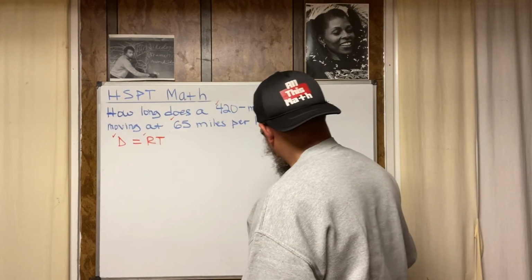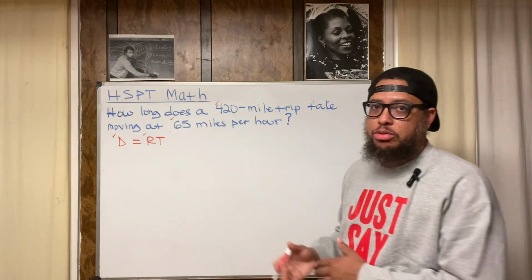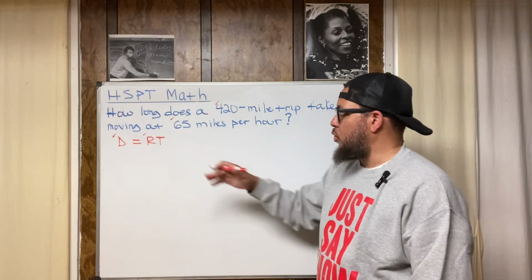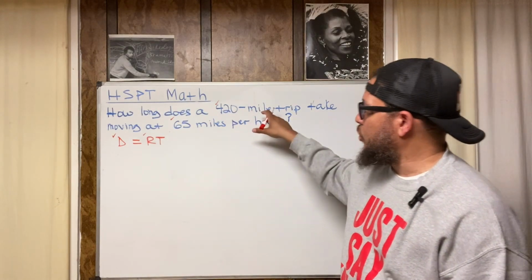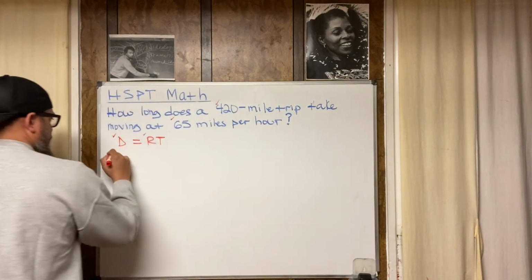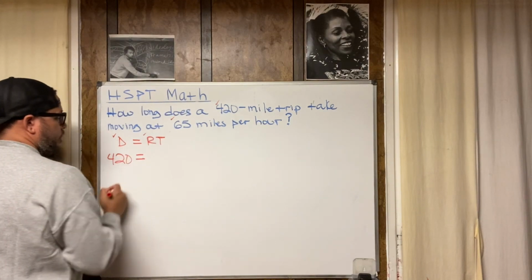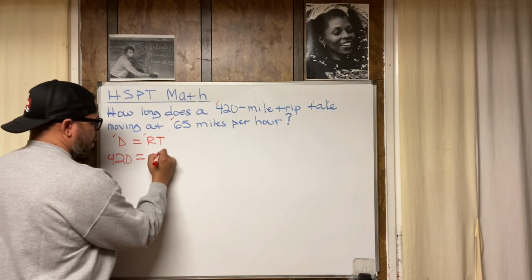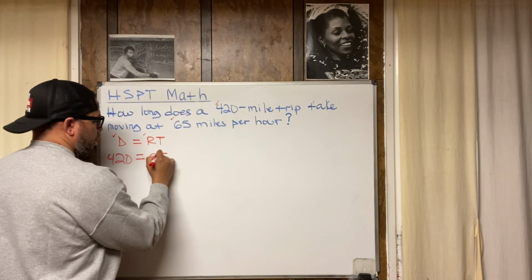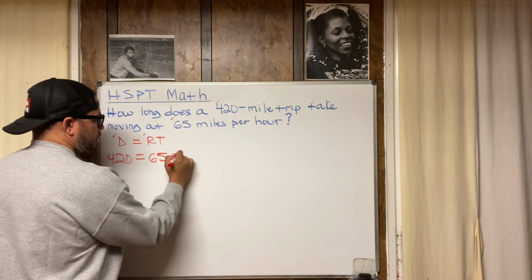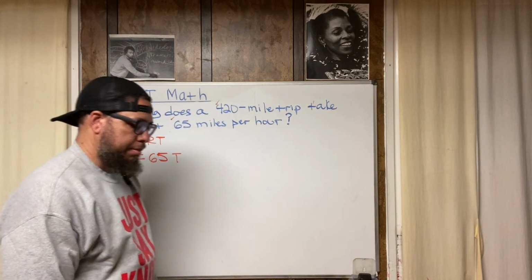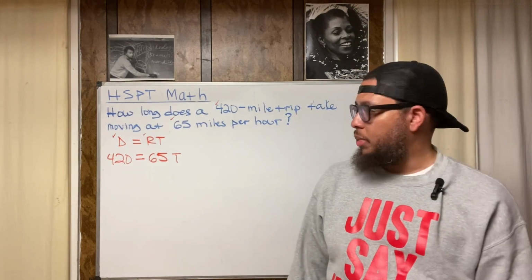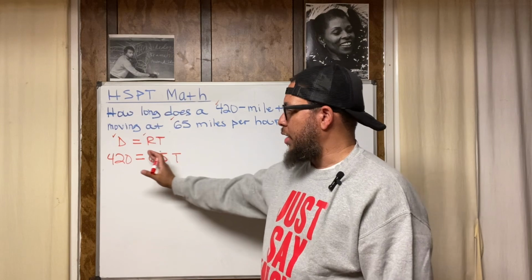We don't know T. So let's replace the values that we know in the formula. D stands for distance. Distance is 420. So we're going to say 420 is equal to, now the rate of speed is 65 miles per hour, so I'm going to replace R with 65. Now I do not know what the time is, so I keep T. All right. Now I'm trying to solve for T. So we're doing algebra. We're solving a linear equation.